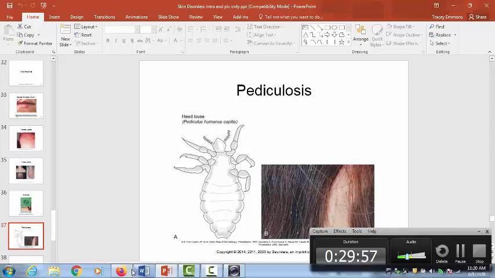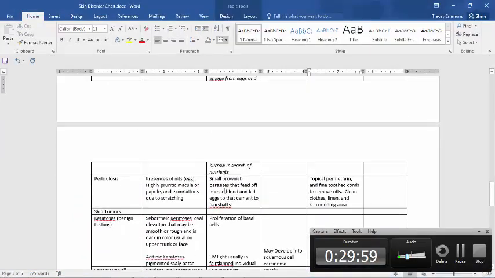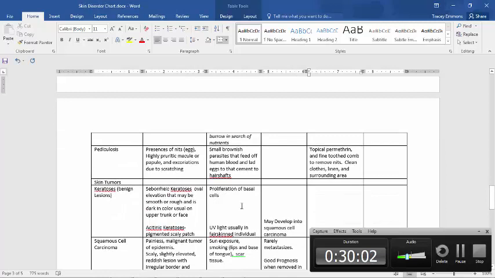pediculosis, which is lice. Depending on where it's located, that's what kind of lice it is. We can diagnose it when we see the nits, or the eggs, in the hair. It causes very highly pruritic, very itchy macules and papules, and then we get excoriations and wounds from scratching. These parasites feed off human blood and lay eggs cemented to the hair shaft.